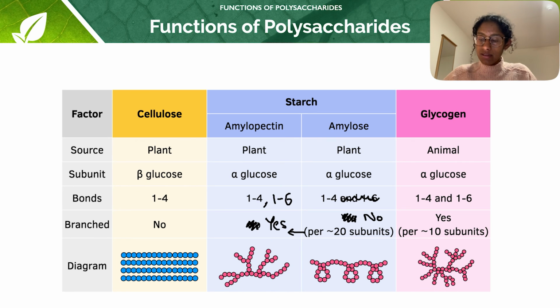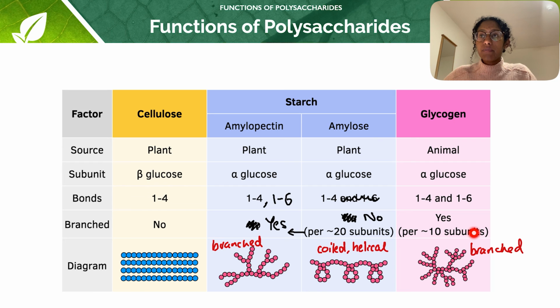Now, in contrast, please mind the scribbles, but this is now correct. So amylose has glycosidic bonds in the 1,4 position, which means that it's not branched. So it forms this nice coiled helical structure, whereas this is branched, and we know that glycogen is also branched. And now glycogen, like starch, is also formed from alpha glucose monosaccharides, and it's branched because it's got glycosidic bonds at the 1,4 and 1,6 carbon positions.